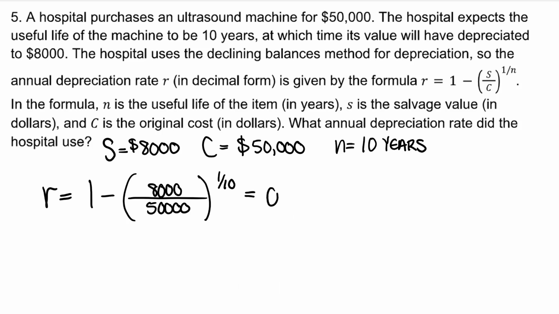When you plug this into the calculator, you get the decimal 0.167446 and so on. So approximately 0.167, and our depreciation rate was in decimal form, so as a percentage, 16.7% is the annual depreciation rate the hospital used.